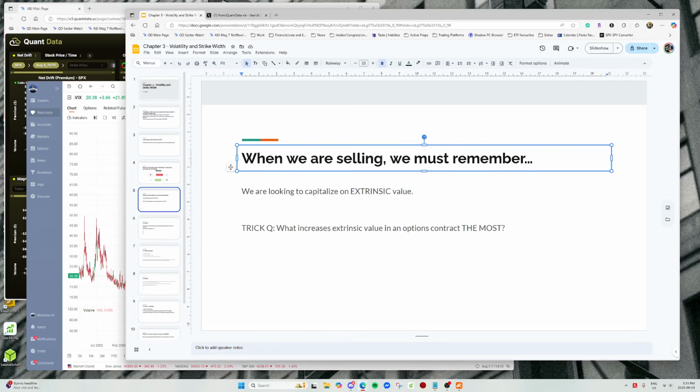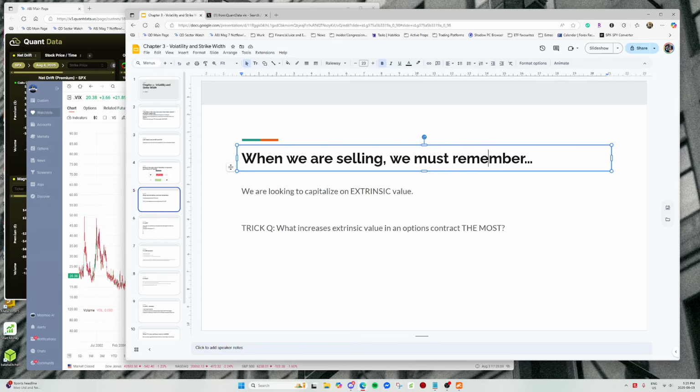So a quick trick question here. Not really a trick, but what is the one factor, the one thing that increases extrinsic value in the options contracts the most? It's something we're talking about right now. What would it be, chat? I'm not going to skip this one. I'll let you guys answer this one right now. IV. Volatility. That's right.